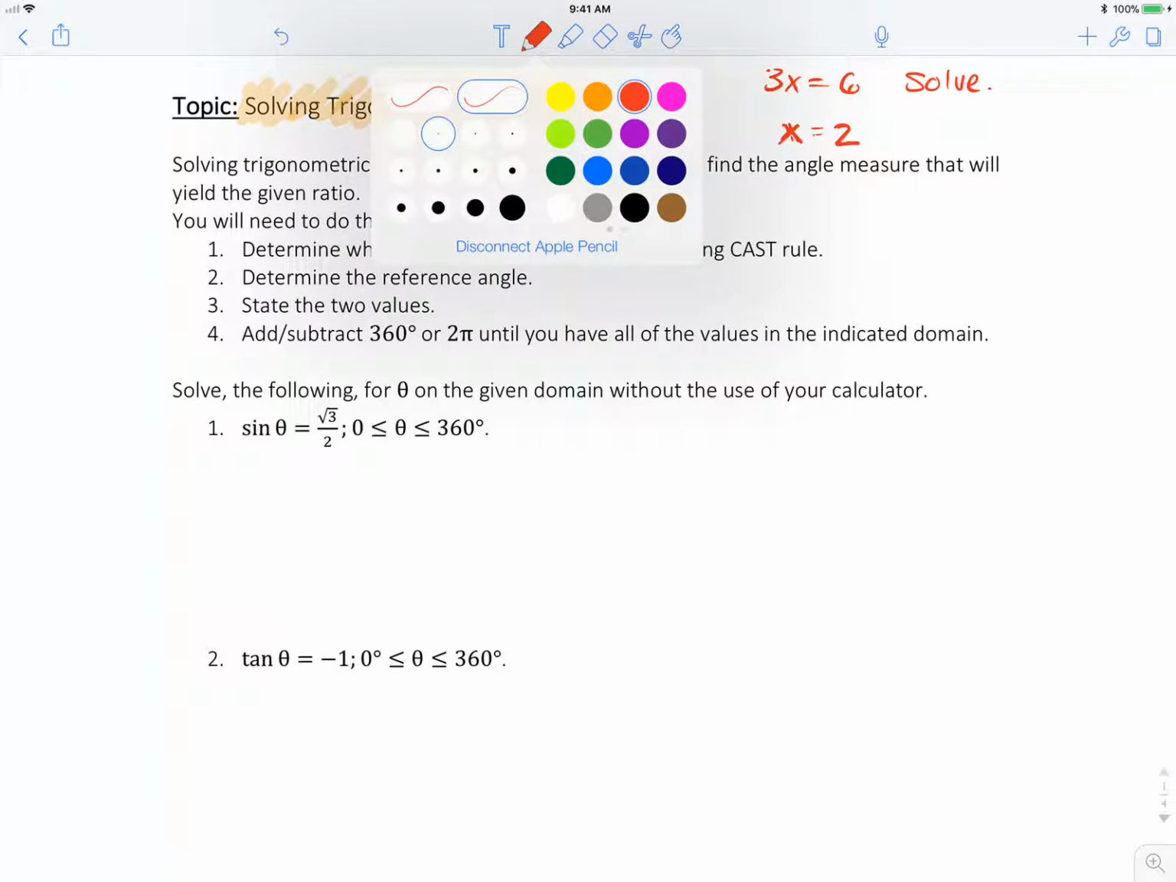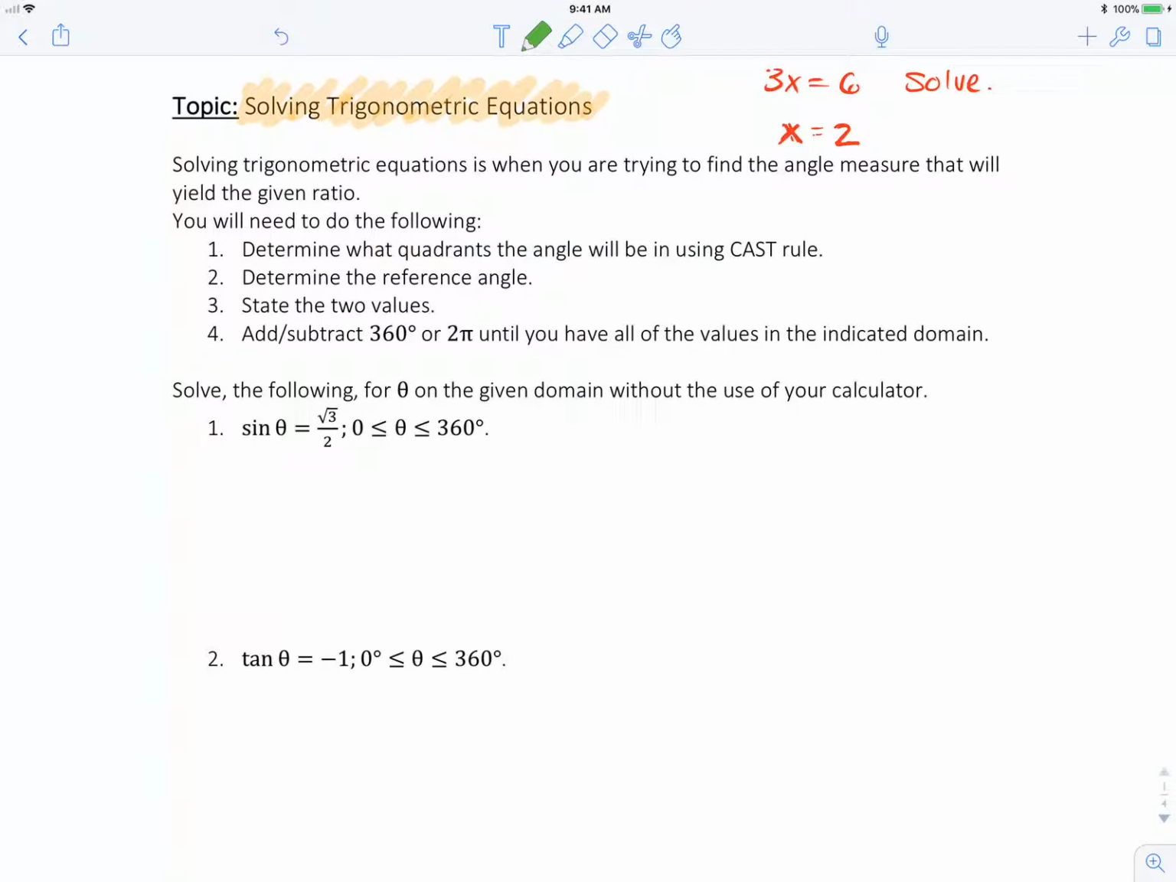So there's a few different pointers that we're going to look at. The first thing is we're going to determine what quadrants my angles are in using the CAST rule. So what quadrants using CAST? Now, from last time, we said that our CAST rule helped us to say what ratios were positive. So that says everything is positive here versus sine positive in quadrant 2.